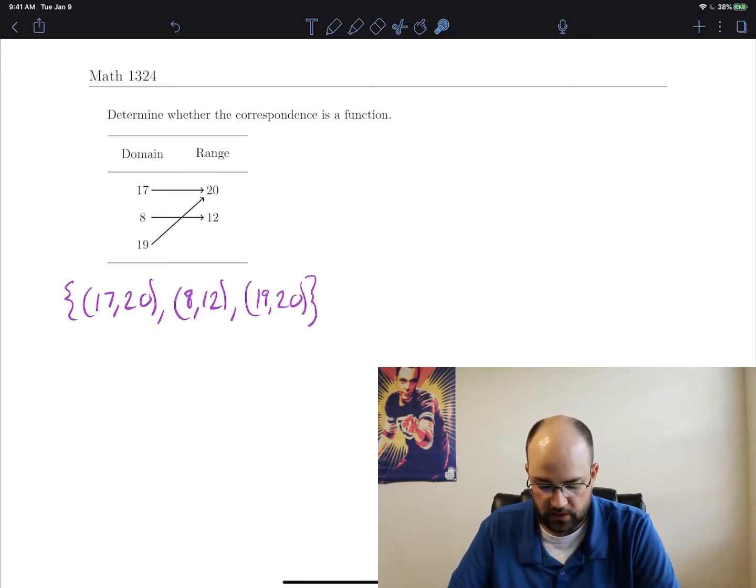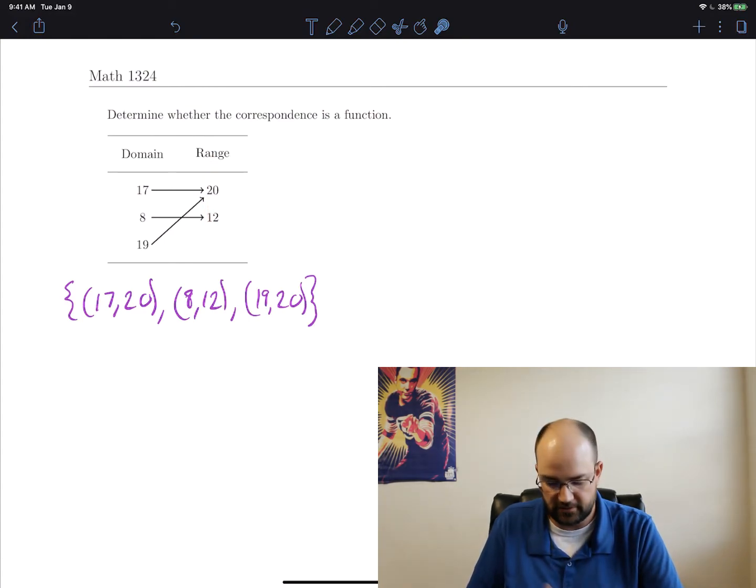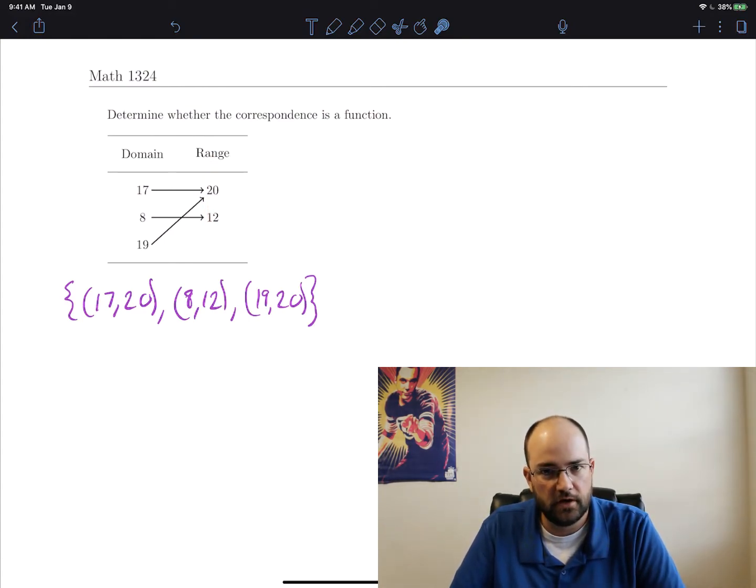Okay, so in here we want to talk about, is this a function? This is a relation guaranteed because we have some correspondence from domains to ranges. Okay, so is it a function? Remember, a function is simply a relation where each independent value corresponds to exactly one dependent value. In other words, none of the x's repeat themselves.